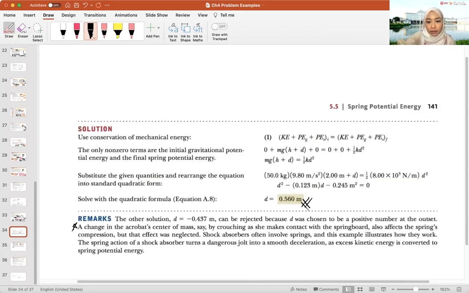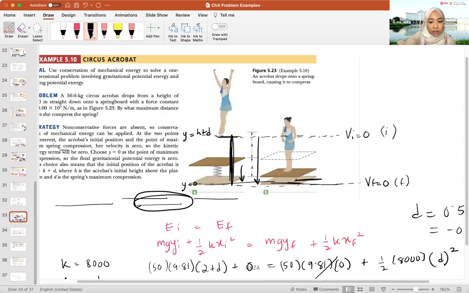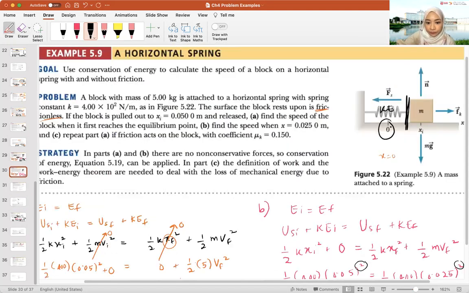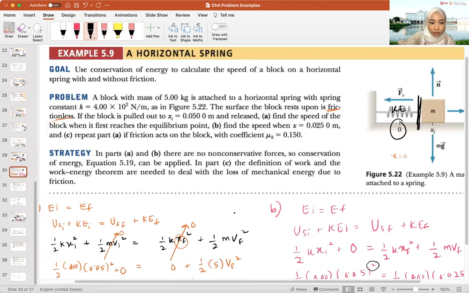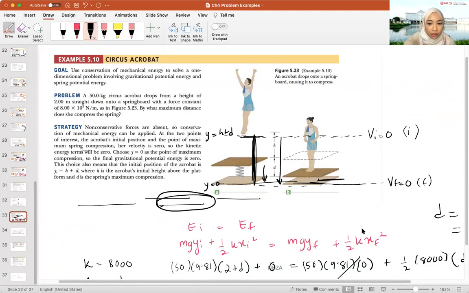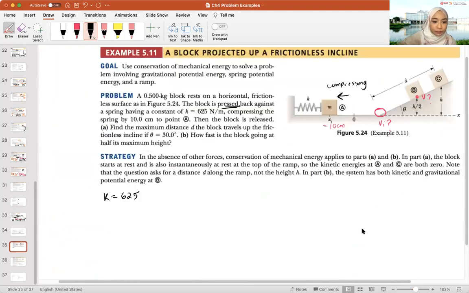Okay, let me go back to what we have done so far. Kita start yang spring tadi. Okay, spring ni kan. Kita assume kita punya KE was always 0 starting for a spring. KE is 0 for the starting of a spring. Sama juga kat sini. Starting for a spring, KE dia 0. So EI equals to EF.